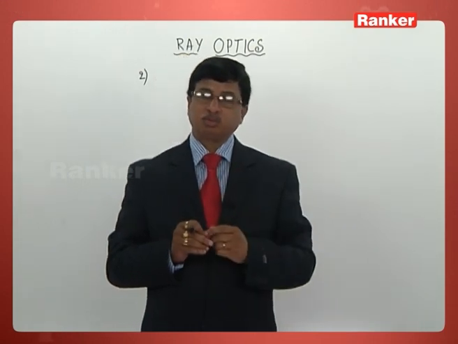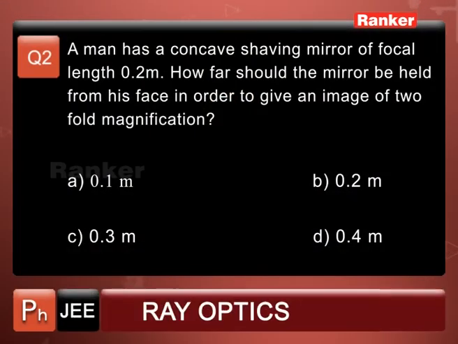What are the options provided? First option is given 0.1 meter. Second option is given 0.2 meter. Third option is given 0.3 meter. And fourth option is given 0.4 meter.